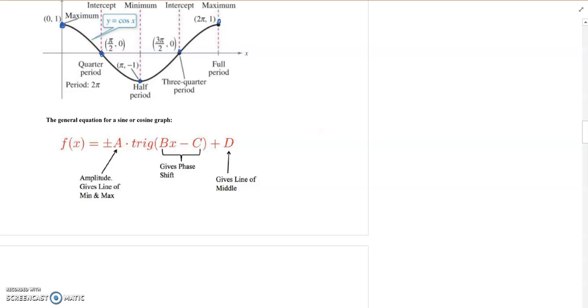Every single trig function has the same set of characteristics. You have A, which is the amplitude, which affects the graph. You have B, which affects the period. This entire term affects the phase shift, left or right. And then D is our middle line. Today we're going to explore A, B, and D. And we'll talk about Bx and C combined tomorrow.